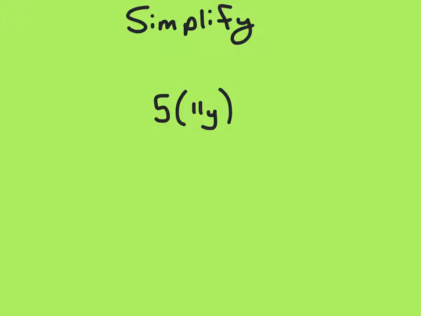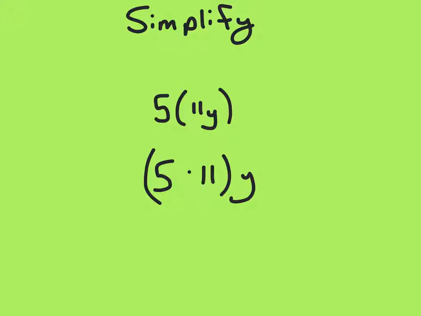Last example, example C. It reads 5 times, and remember, when you see those parentheses with no addition or subtraction, it's times. So it's 5 times 11 times y, or 11y. And we're going to use the associative property of multiplication, and we're going to move those parentheses so that they're around the 5 and the 11 instead of the 11 and the y.